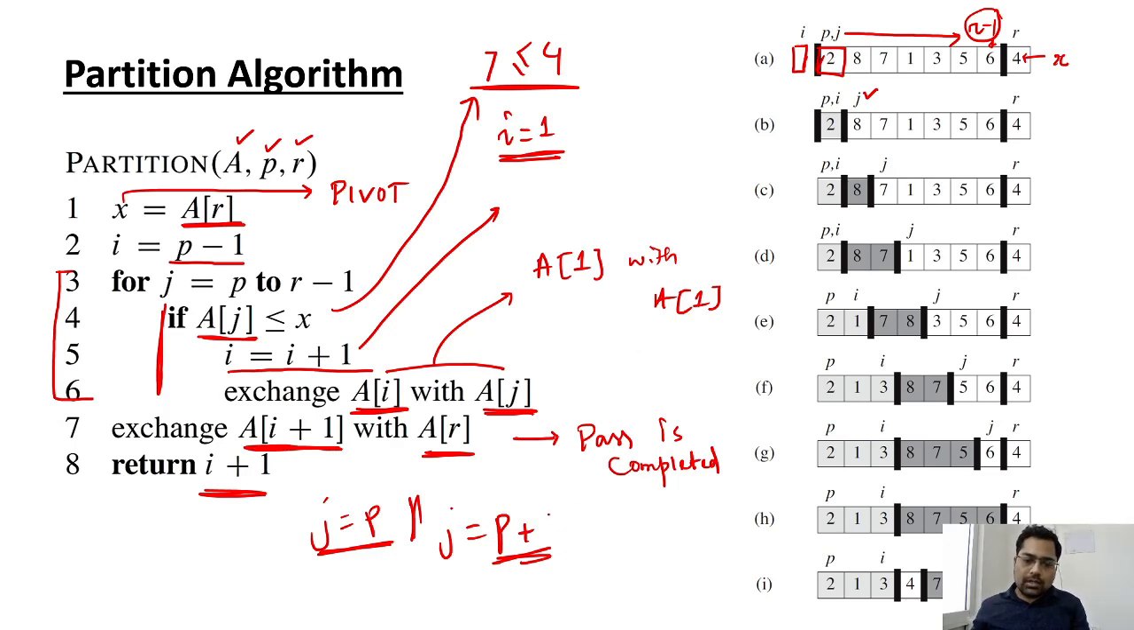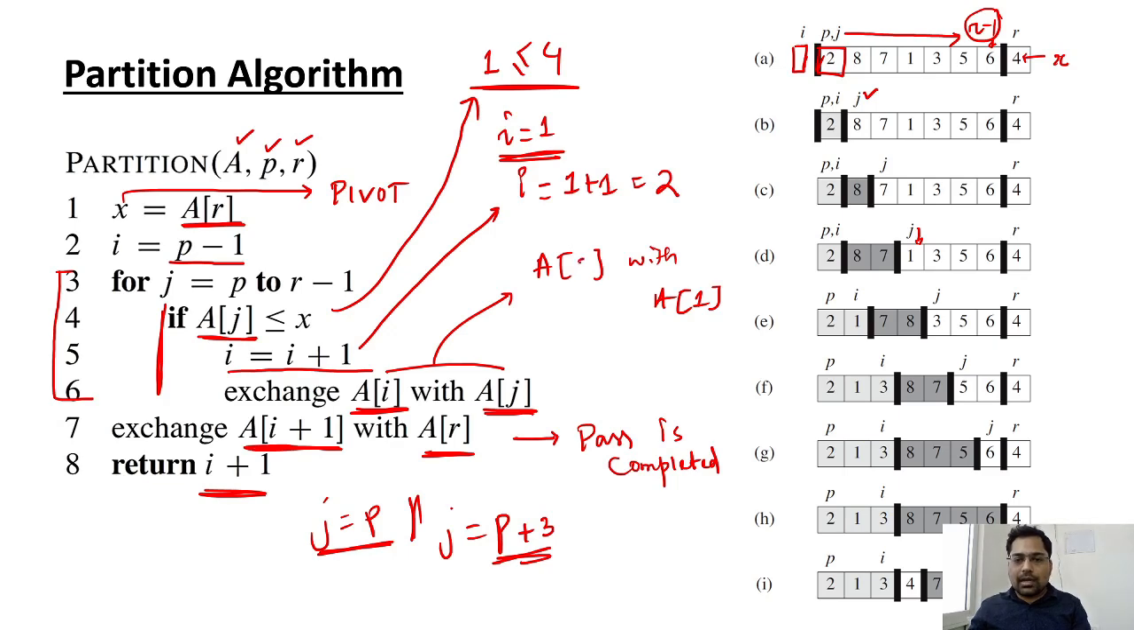J value previously was p plus 2, now it's p plus 3. Right now we are at this location. Here we have to check again whether the value 1 is less than or equal to 4. Once it is done, we must increment the I value. I value was previously 1, now 1 plus 1, the I value is 2.